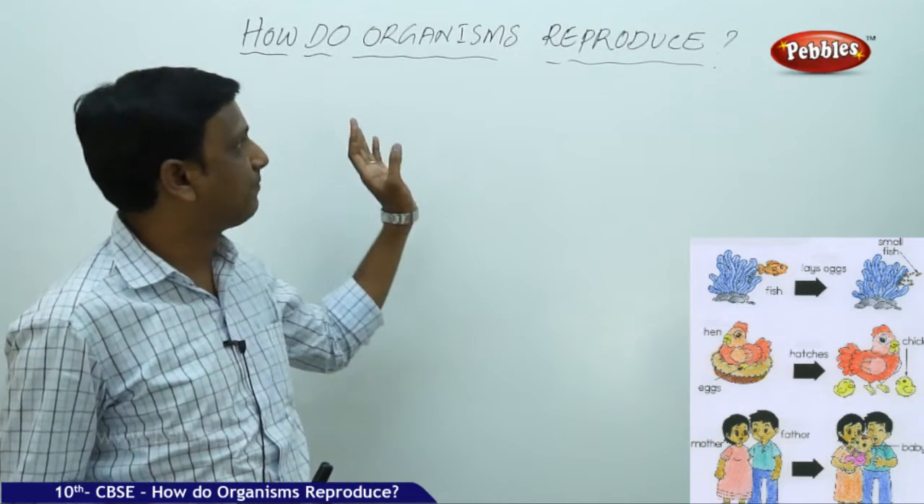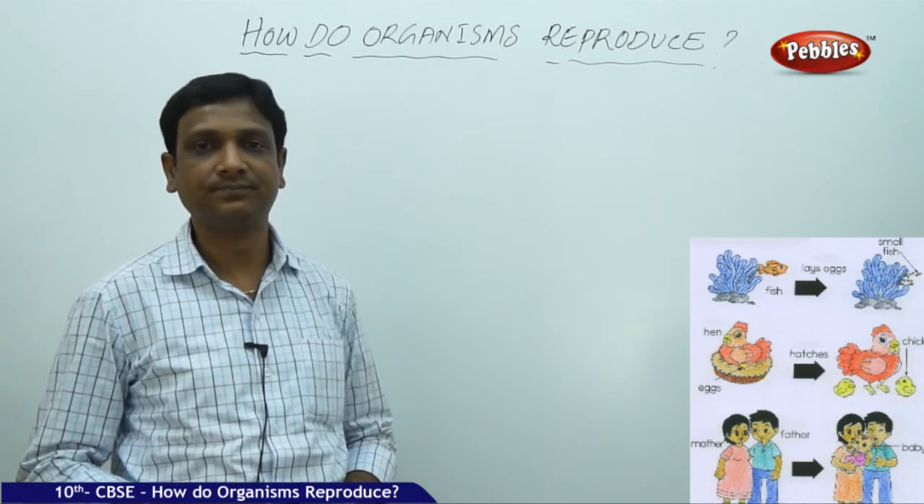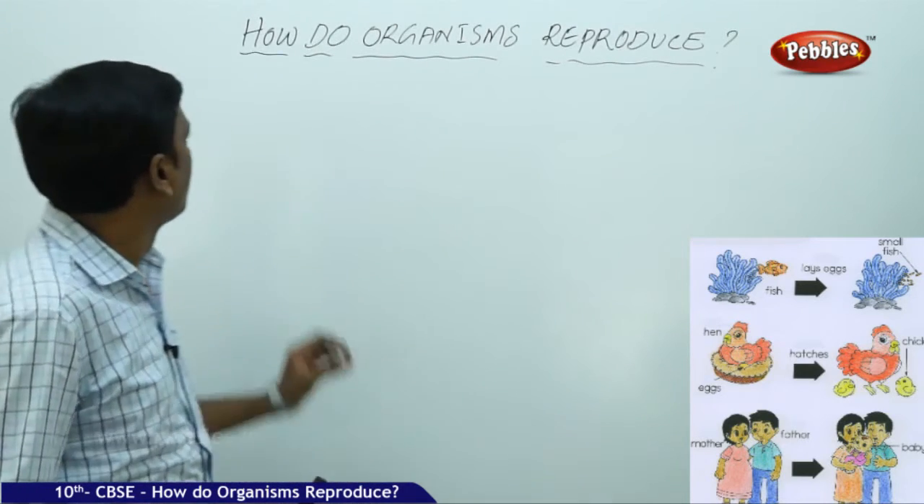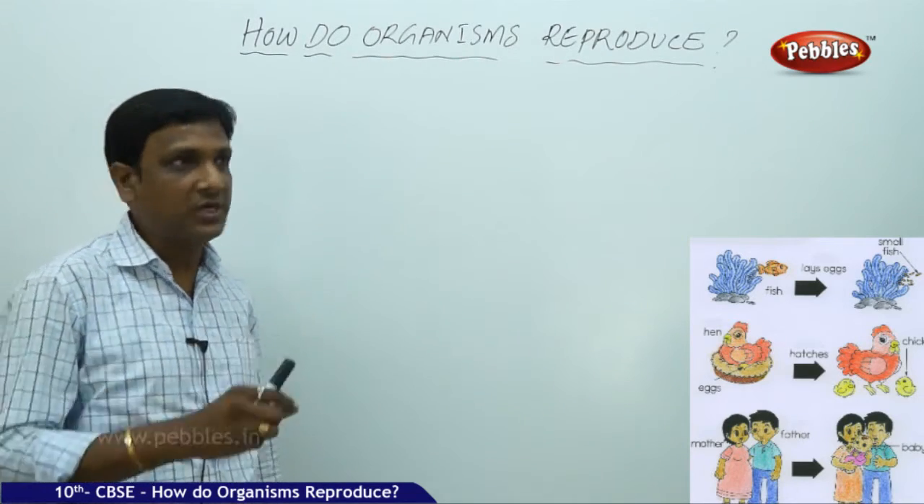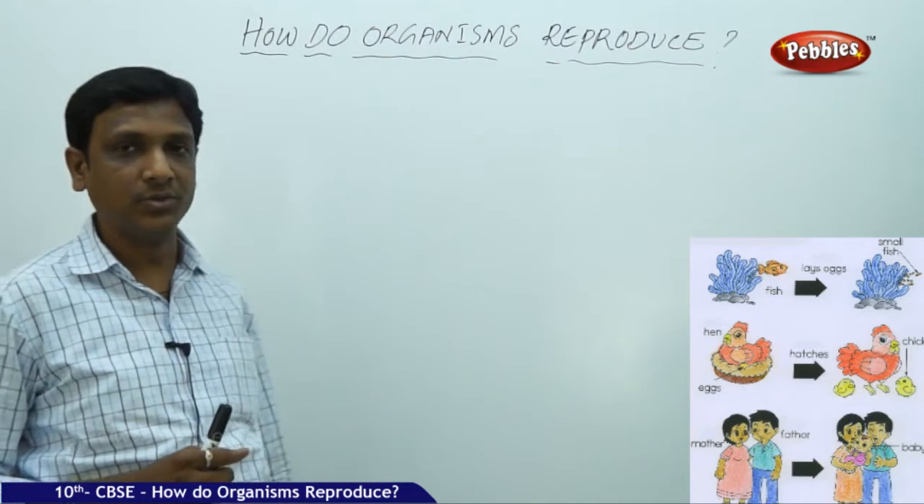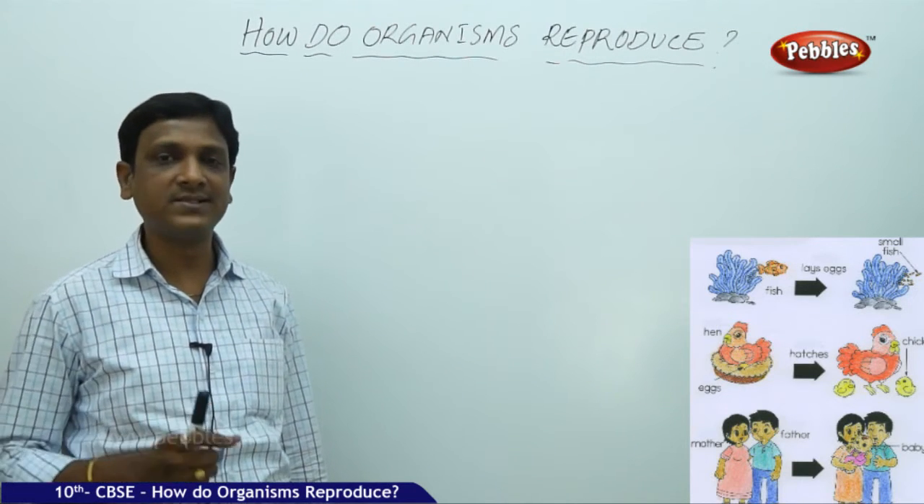Now, what is this life process? What is this reproduction? How does it help the organisms? Here the lesson is, how do organisms reproduce? Before we learn how organisms reproduce, first we need to know the answer to a question: why do organisms reproduce?